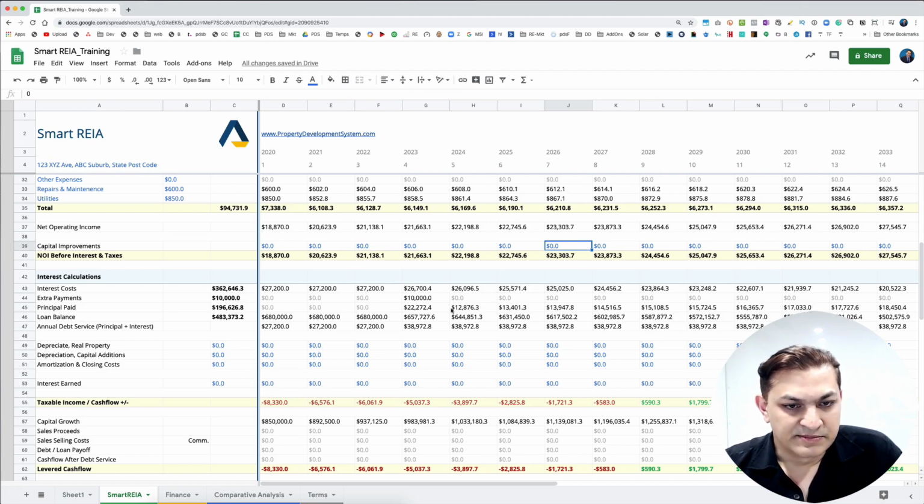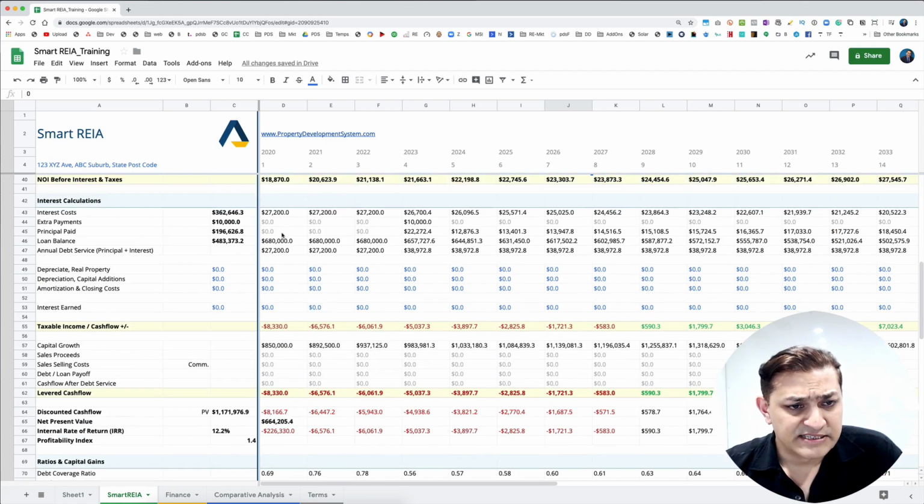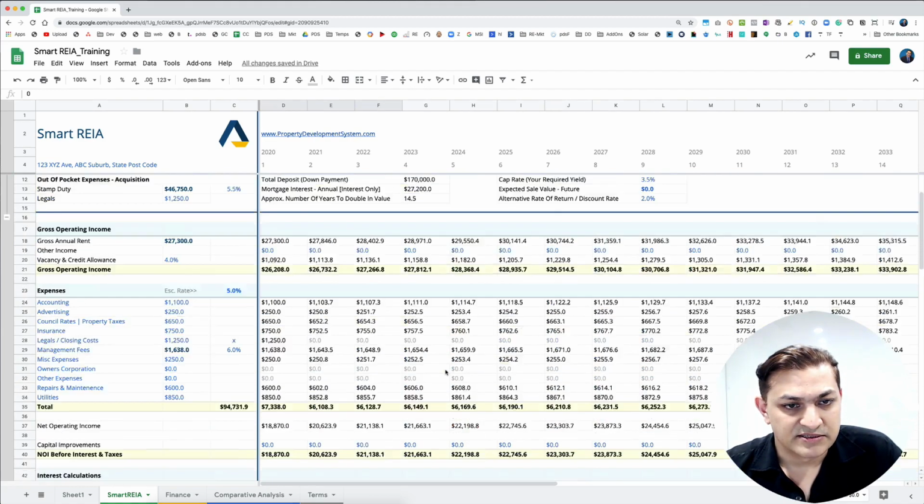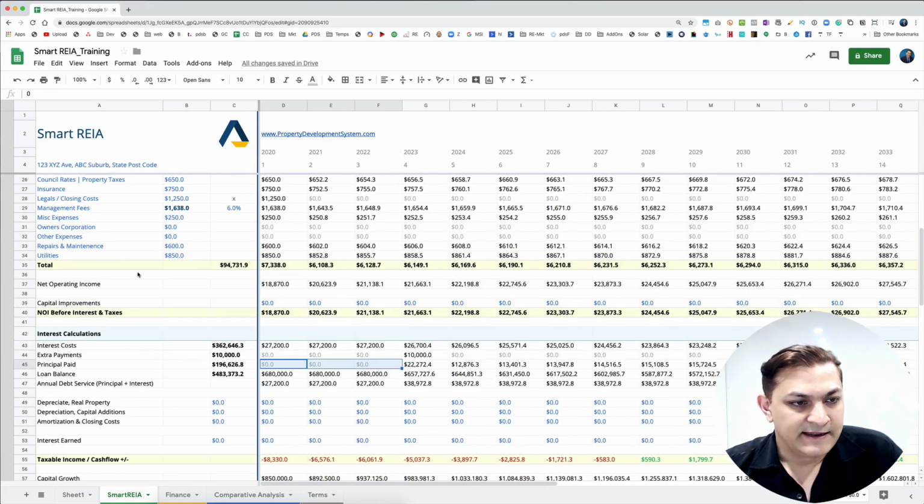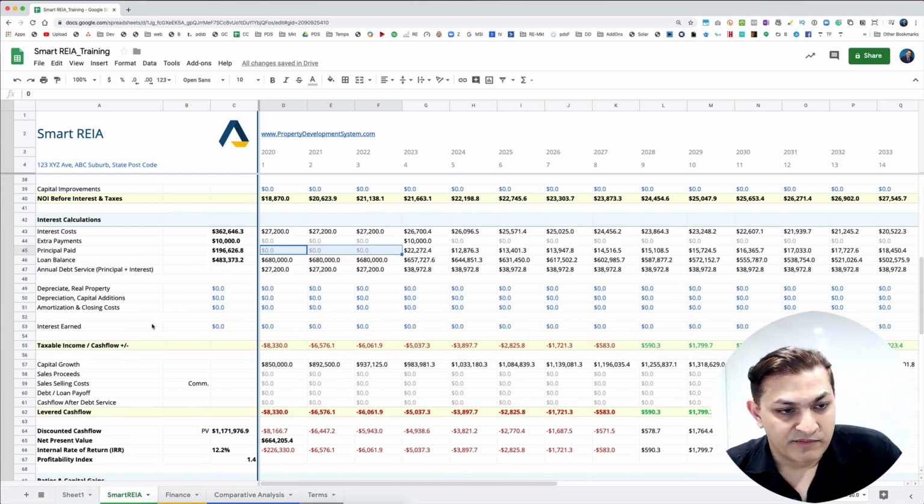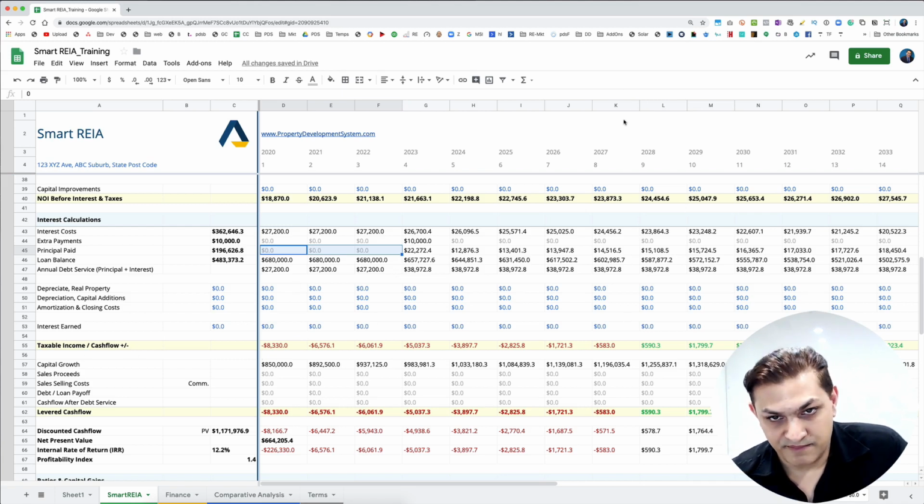So we've got our principal paid. As you can see, we're not paying any principal for the first 3 months because we selected interest only for 3 months. And we've got our net operating income, and we've got capital improvements. If there are any, we can add them over here. Now, what we want to look at is this taxable income or cash flow. Is it going to be positive or negative? So we know that if we buy this property, it's going to be cash flow negative for the first 8 years. Only after that is it going to start putting money in your pocket.